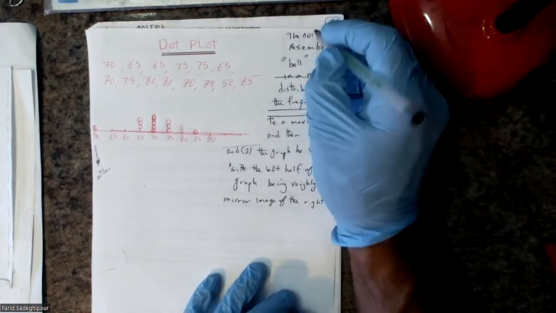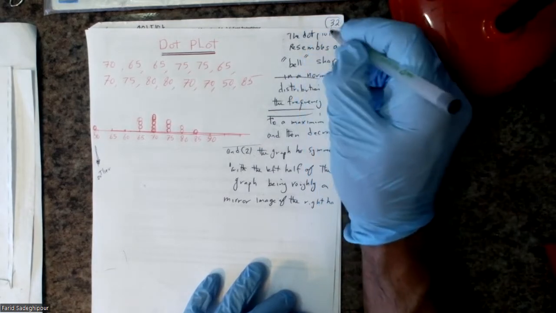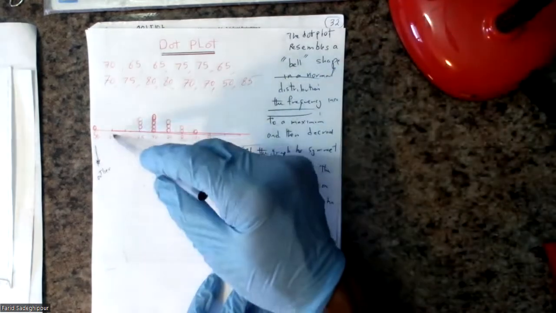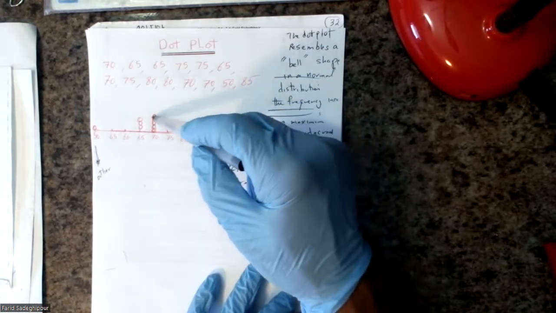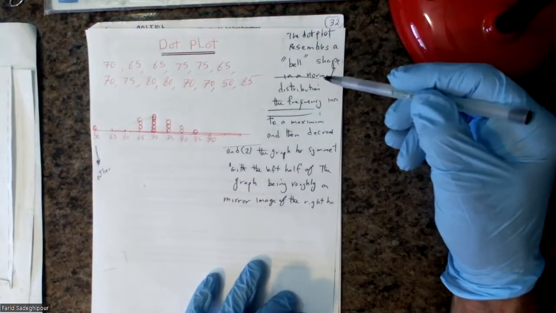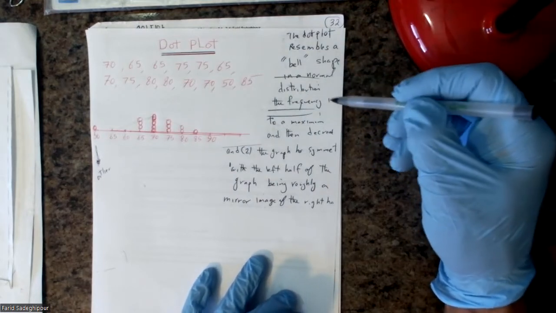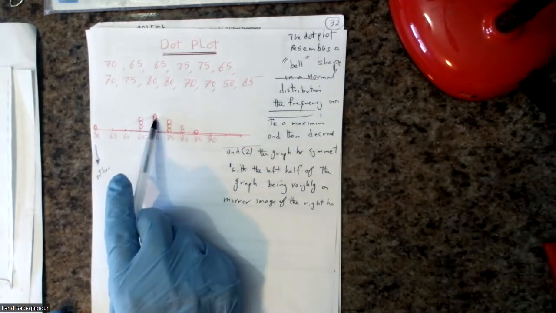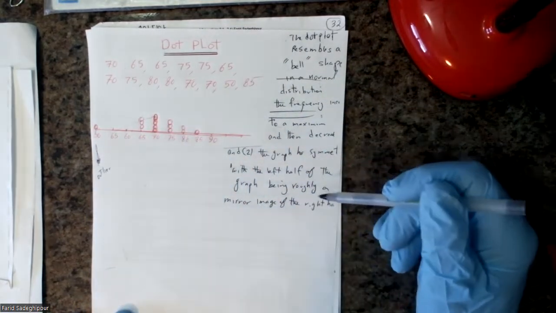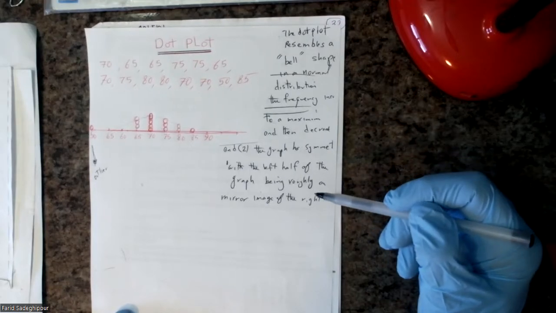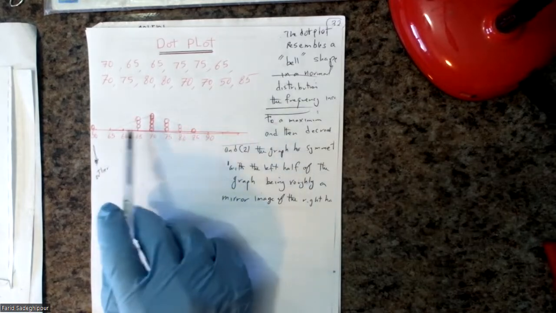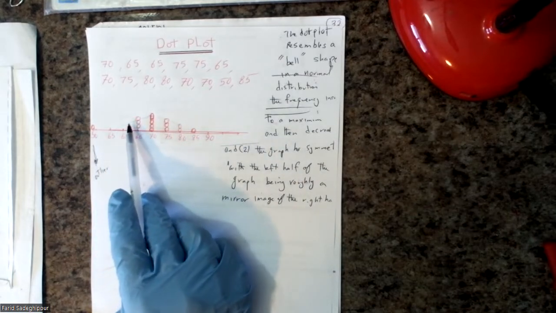So the dot plot resembles a bell shape. If it looks like a bell shape, then it's a normal distribution. Frequency increases to the maximum, and then drops. Half of the information is roughly a mirror image of the other half. So a normal distribution is when the frequency keeps increasing until it reaches the peak and then drops.